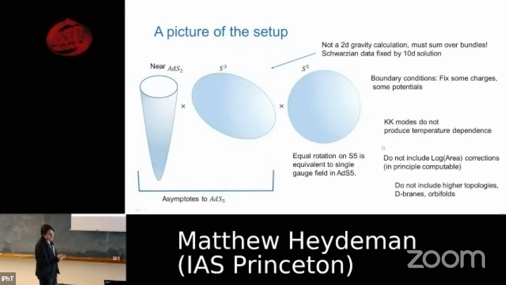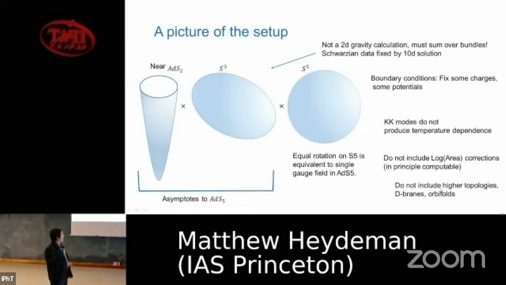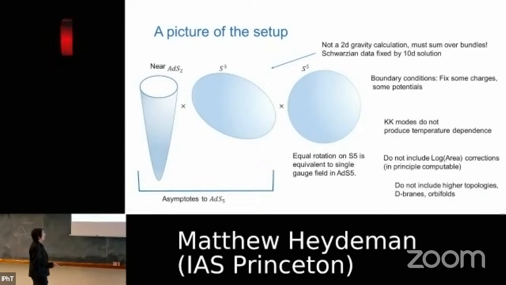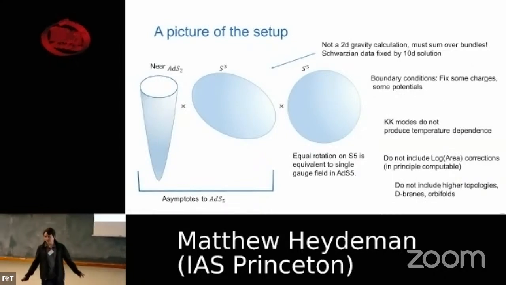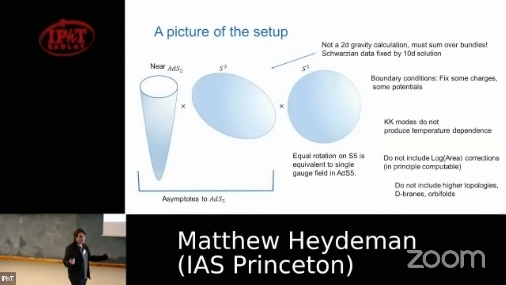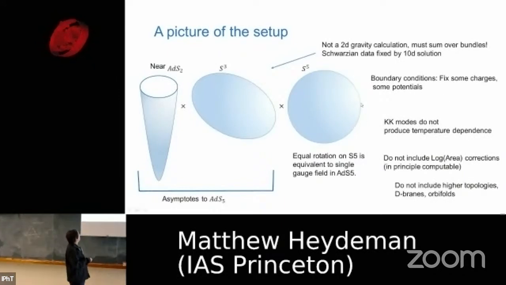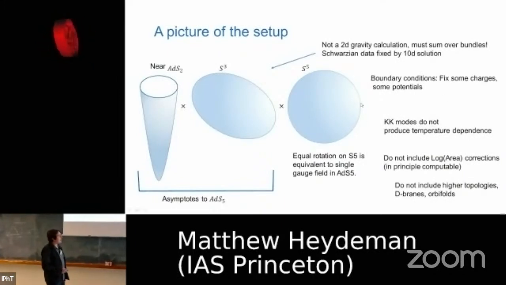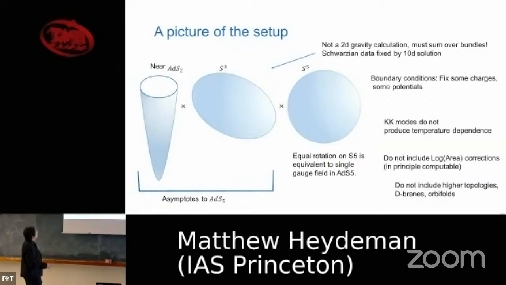I will be happy to explain why the KK modes are not relevant for this discussion, although we definitely would like to compute them. This includes the log type area corrections computed by Sen, in principle at least. We will not include higher topologies, D-branes, orbifolds, all kinds of other stuff. We would like to include this stuff. This is step one of many steps to get further and further refined calculation of what the partition function is. So that is the setup.